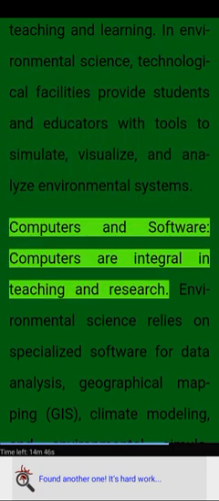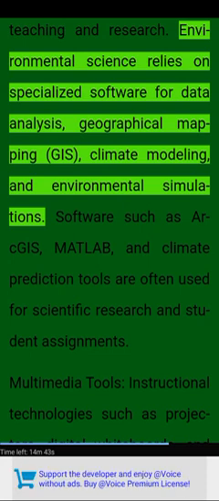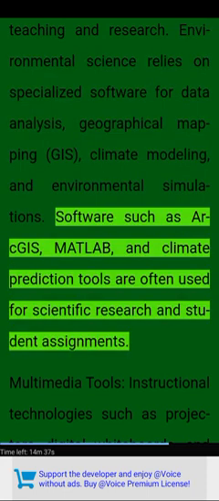Computers and software. Computers are integral in teaching and research. Environmental science relies on specialized software for data analysis, geographical mapping (GIS), climate modeling, and environmental simulations. Software such as ArcGIS, MATLAB, and climate prediction tools are often used for scientific research and student assignments.